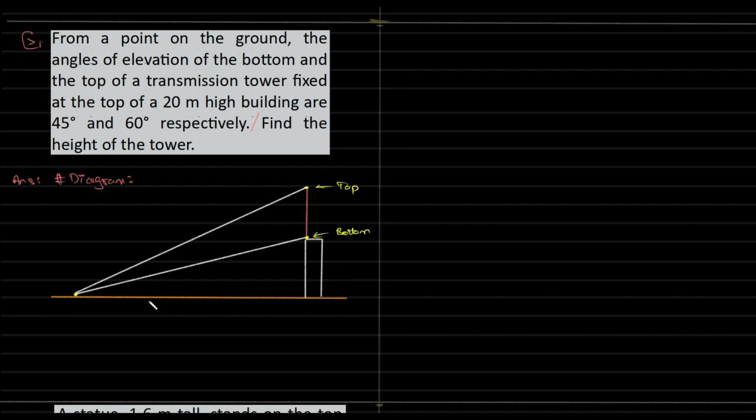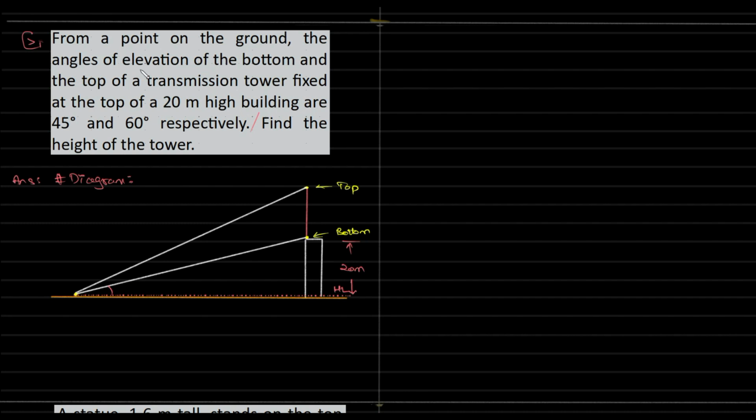This is the main thing. Since we are observing from this point, this is your horizontal line. That's the main thing. This is the 20-meter high building. And let's see what else is given. Angles, very important. People who have got this diagram, very good. Next thing is, where should this 45 and 60 degrees be?